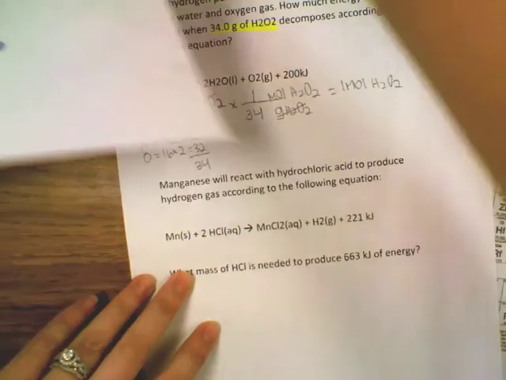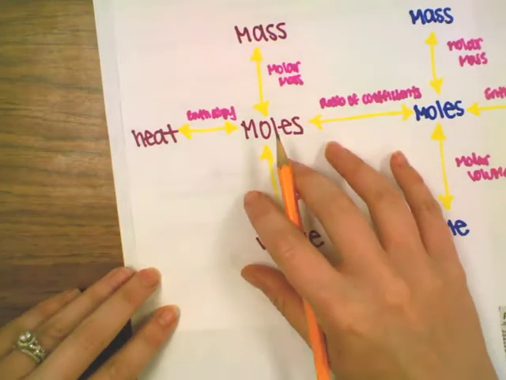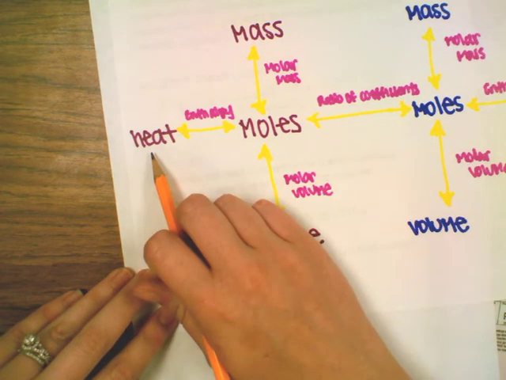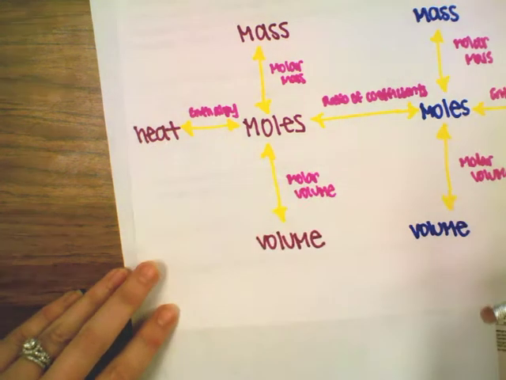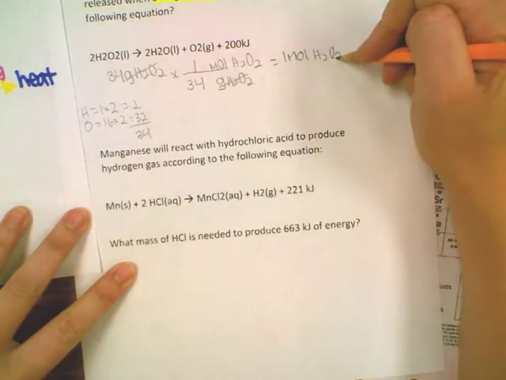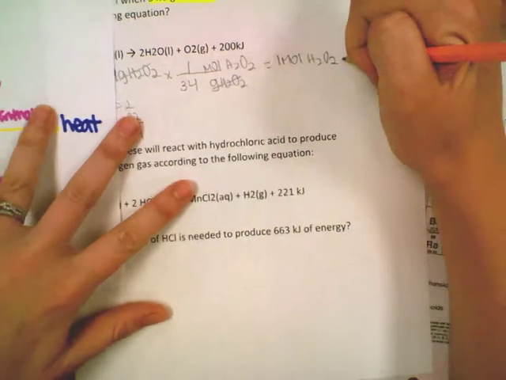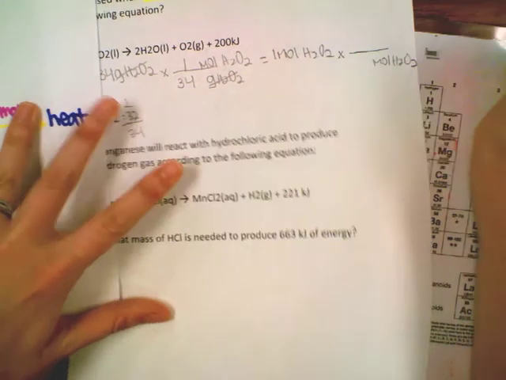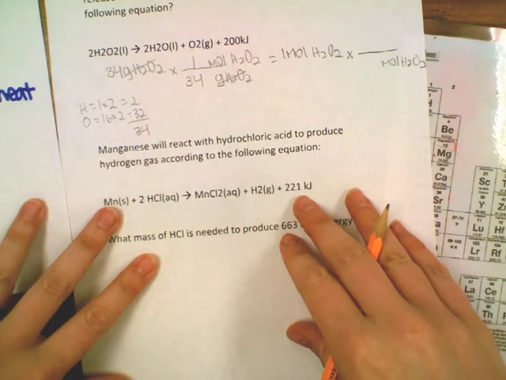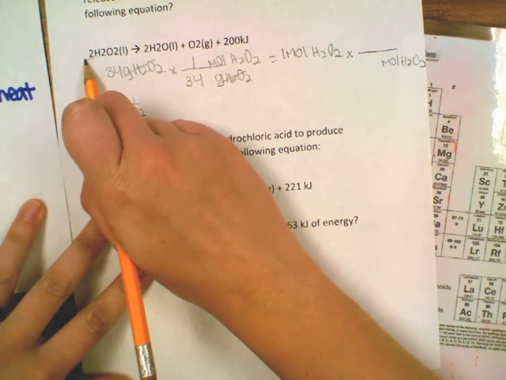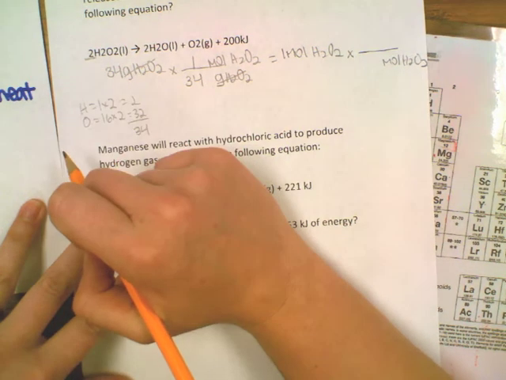So now we're going to go from moles of hydrogen peroxide to the amount of heat that's going to be released, and what we're going to use is ratio of coefficients with enthalpy. I have moles of hydrogen peroxide on top, so moles of hydrogen peroxide is going to go on the bottom. And the number of moles of hydrogen peroxide that react is 2. Remember that the coefficient represents moles.